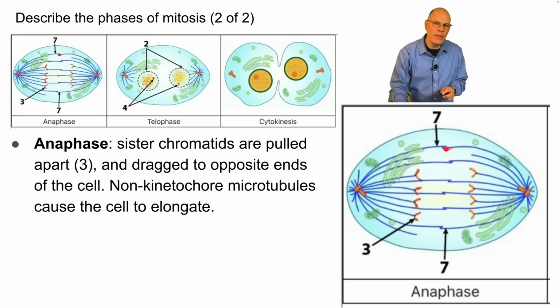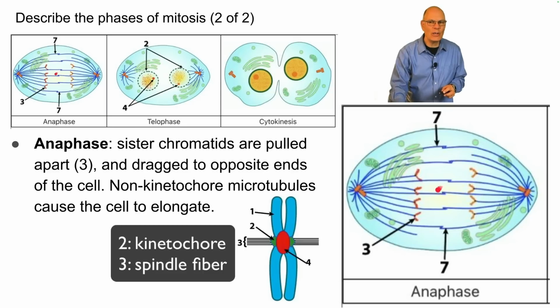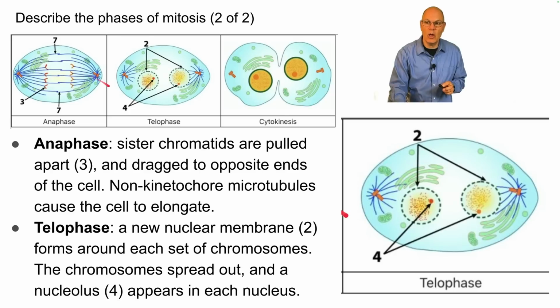At the same time, there are what are called non-kinetochore microtubules. A kinetochore is like a handle on the chromosomes that these spindle fibers use to pull the chromosomes apart. But there are other fibers that basically push on one another, and that causes the cell to elongate.